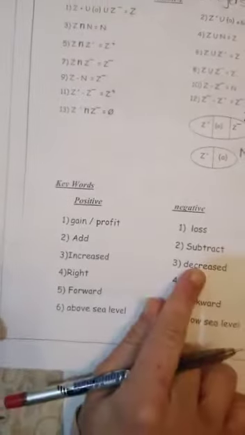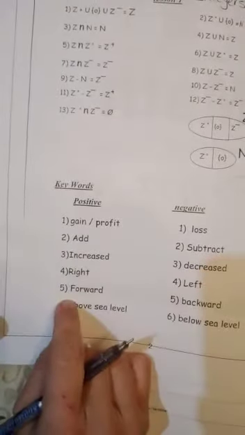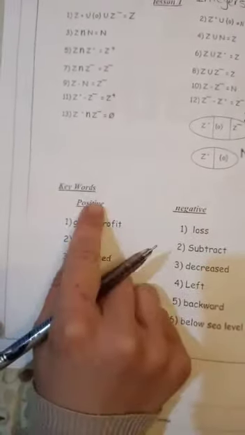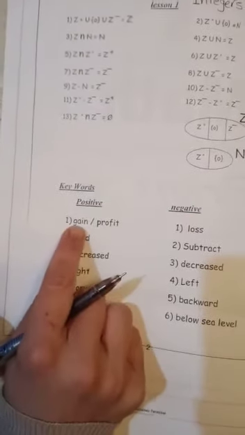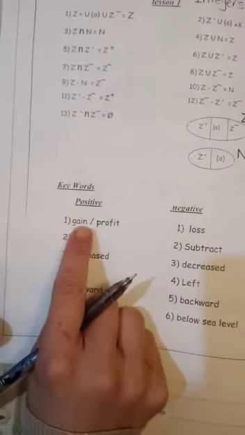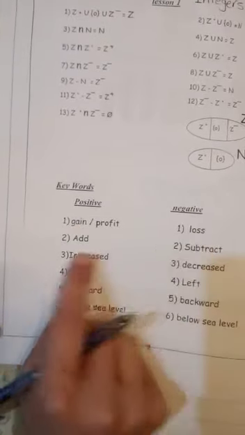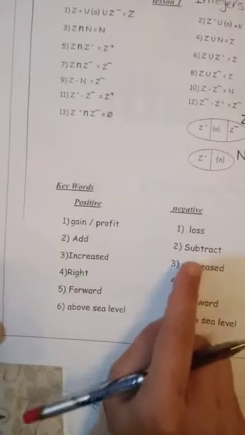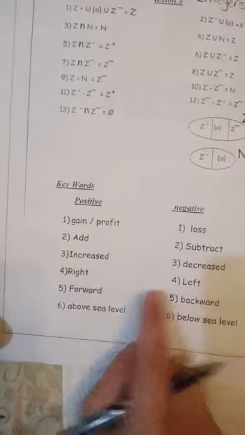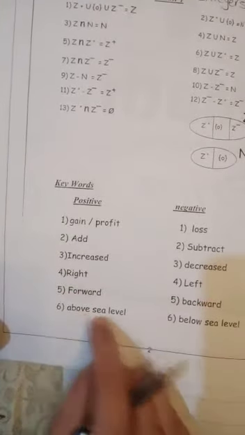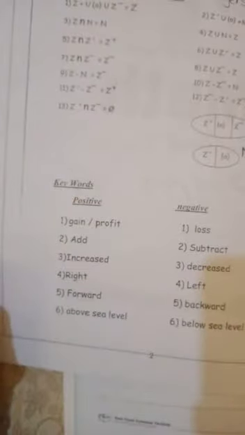Now we will talk about the positive and negative keywords. Positive and negative is a word and its opposite, like this. Profit, its opposite is loss. Add, its opposite is subtract. Increase, its opposite is decrease. Right and left, forward and backward, above and below. These are the keywords of positive and negative.